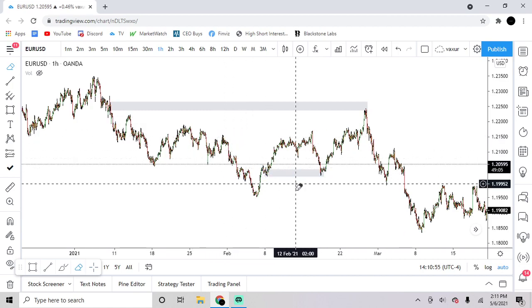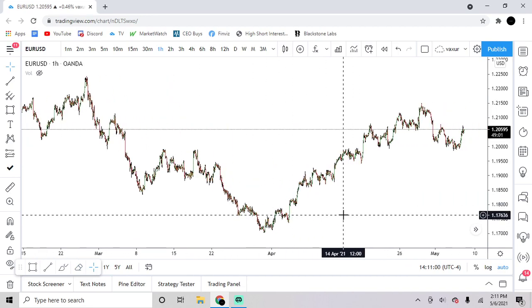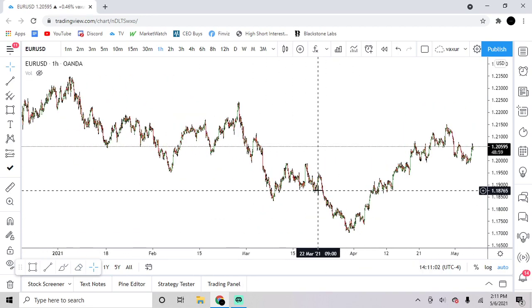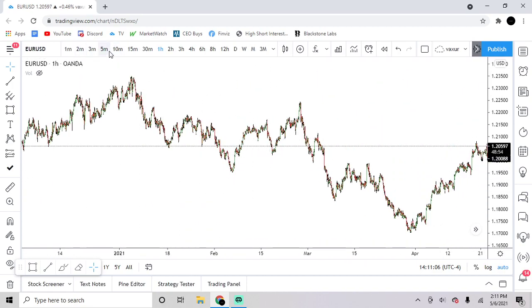So find another example on the lower time frame. I'm still on the higher.